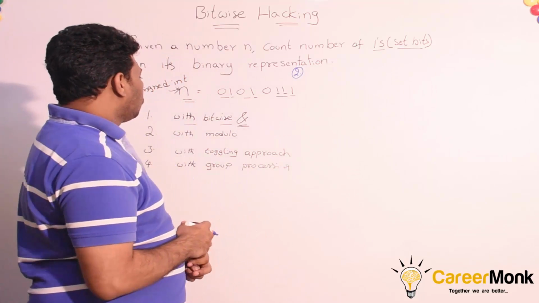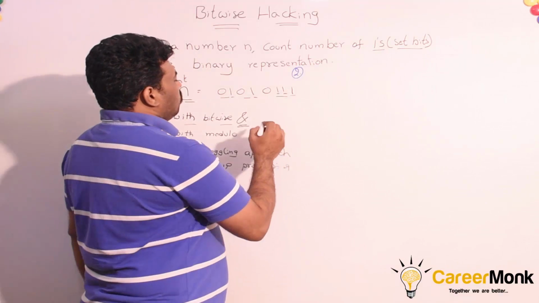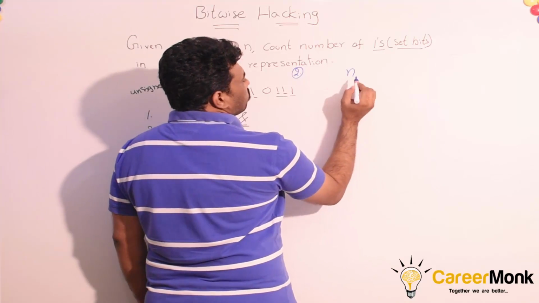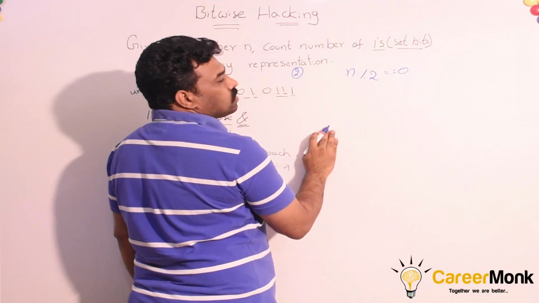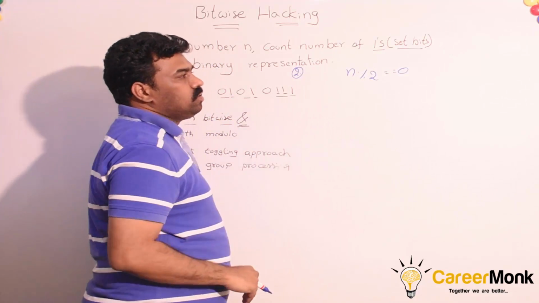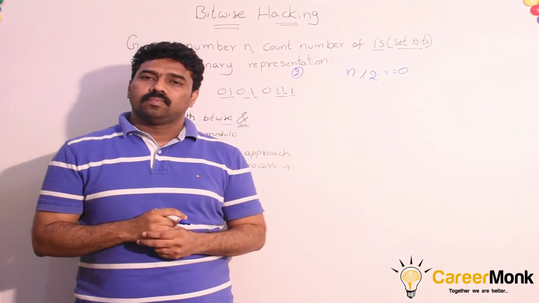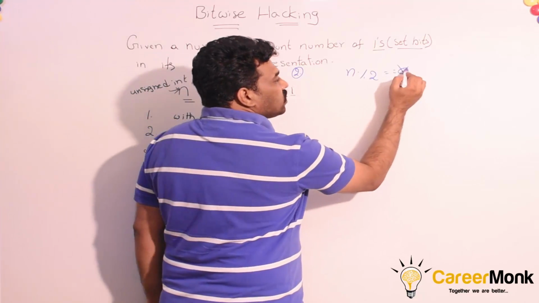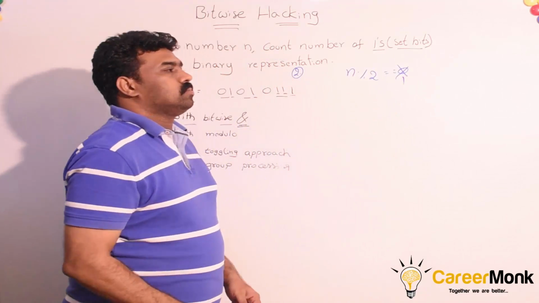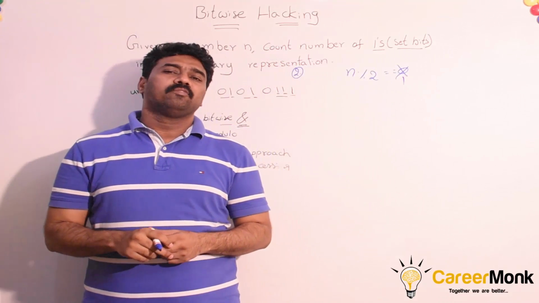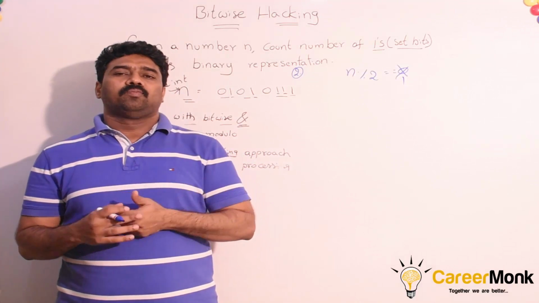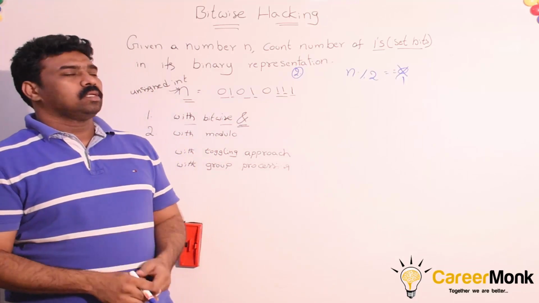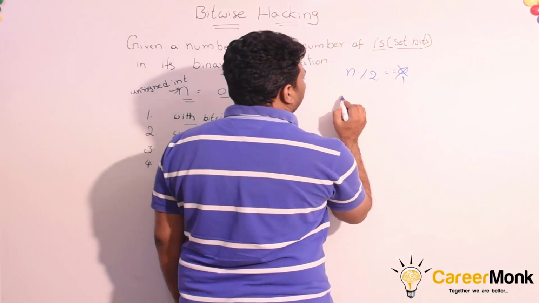On similar lines, for a given number n, if n modulo 2 is equal to 0, that means the least significant bit of the given number is 0. If it is 1, that is nothing but the least significant bit of the given number is 1. That way we can keep track of how many ones we have seen so far with a counter. So how do we write this code?